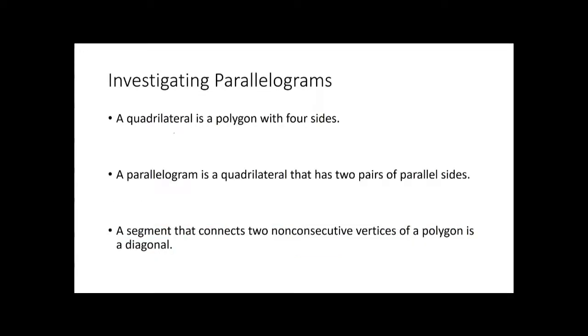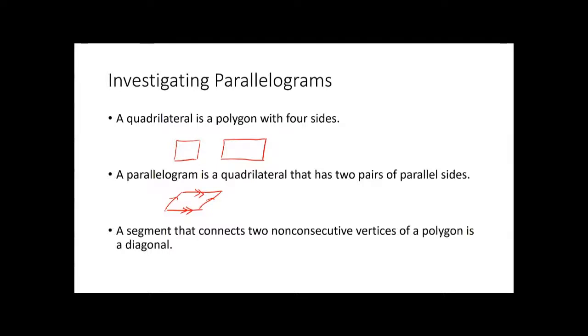All right, so investigating parallelograms. A quadrilateral is a polygon with four sides. A square, okay, it's not perfect, but a square. A rectangle, etc. You've seen them. Now, a parallelogram is a quadrilateral that has two pairs of parallel sides. So if you think about a parallelogram, sometimes you see them like this, even though technically a rectangle is a parallelogram. This side is parallel to that side, and this side is parallel to this side. That's basically what they're saying.